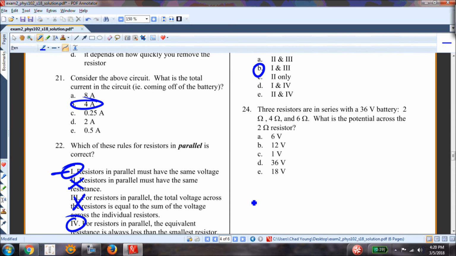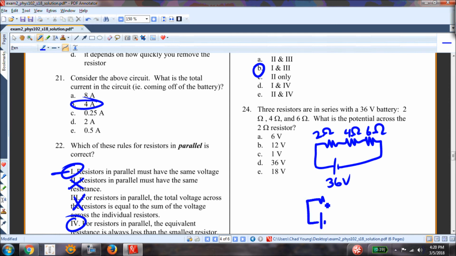3 resistors are in series with a 36-volt battery. What's the potential across the 2 ohm resistor? Listen, people don't like these because you've got to draw a picture, but it really helps you to read the words and think about what the circuit looks like. So I have 36 volts, 2 ohms, 4 ohms, and 6 ohms. That is an equivalent of 2 plus 4 plus 6, which is 12 ohms, and 36 volts.